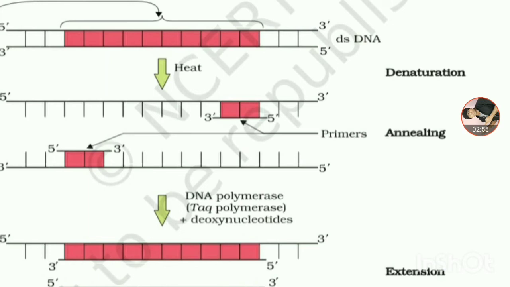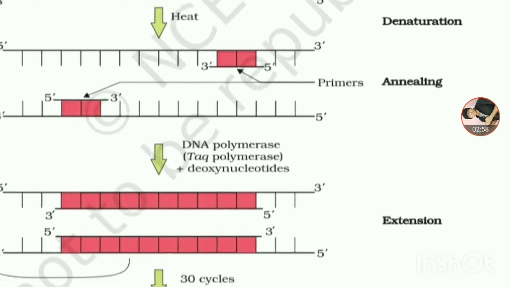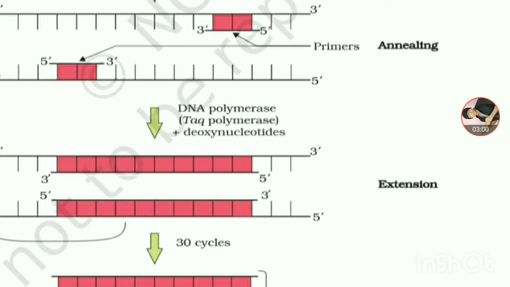Now, the third step is extension, in which we use Taq polymerase enzyme, the DNA polymerase enzyme obtained from Thermus aquaticus bacteria, called Taq polymerase enzyme. Extension is the formation of new PNC on the previous template PNC with the help of Taq polymerase enzyme.